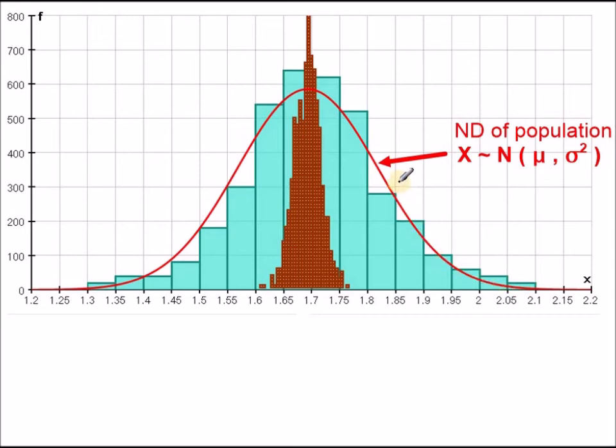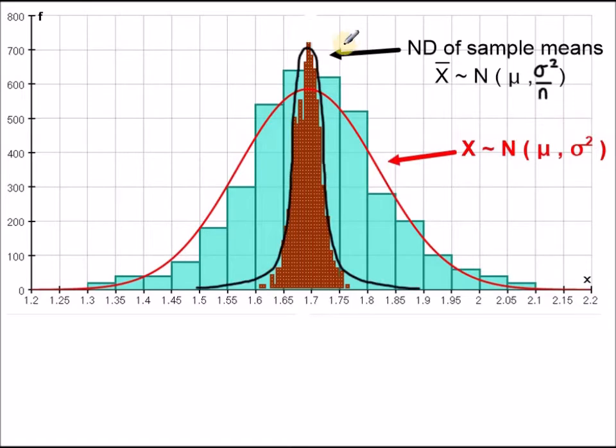The curve in red is for the underlying histogram, and we can see we have a normally distributed population of student heights, and the curve in black is again normally distributed. It's for the sample means and it follows this distribution, and they are similar. You can see the means are identical, but the spread in the distributions differs, and you can just tell that from the shape of each distribution.